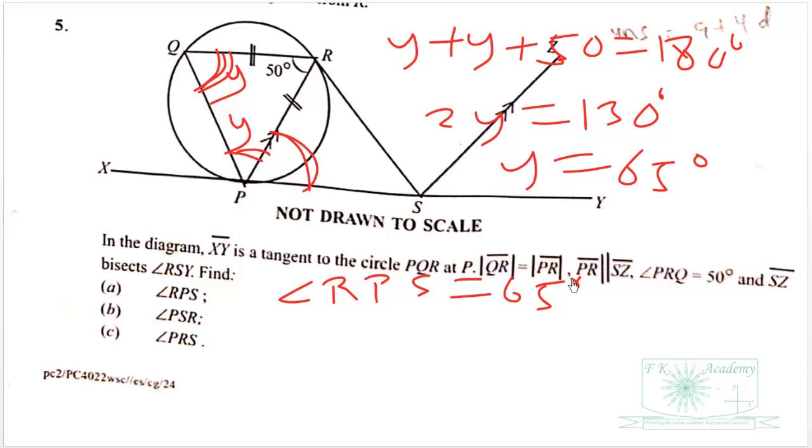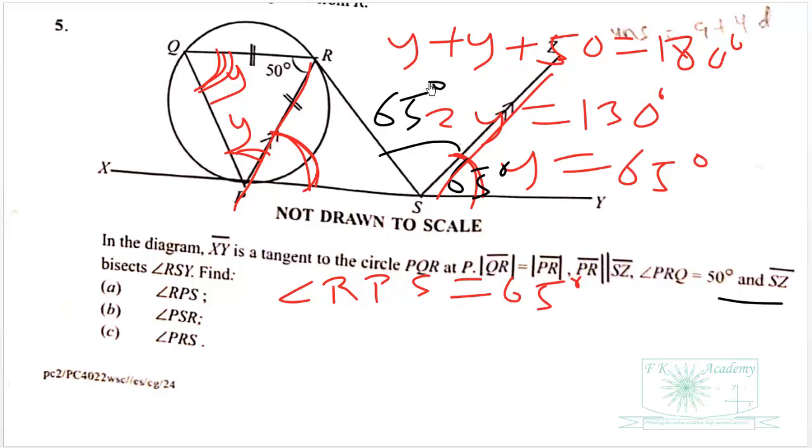Since this angle is 65 degrees, and we know that this line is parallel to this line, the angle which is here will also be equal to the angle here. Corresponding angles are equal. So if corresponding angles are equal, then the angle here is also 65 degrees. Then because line SZ bisects that angle, this will also be 65 degrees.